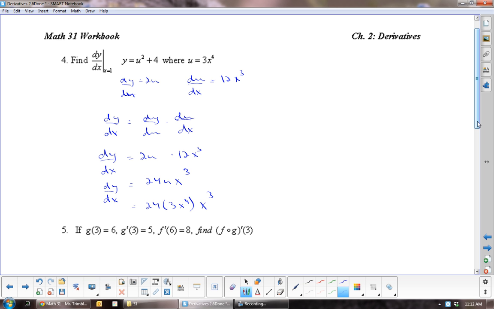So our final answer, actually I didn't even do the final answer. Oh yeah, 72x to the 7. Now if you can see how this was written up here, there's one thing that said at x equals 1. So dy/dx at x equals 1, all you do is you put in your 72 times 1 to the 7 equals 72.